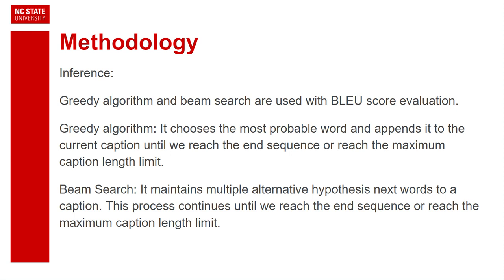We've used greedy algorithm and beam search for inference and used BLEU score for evaluation of these. Greedy algorithm chooses the most probable word and appends it to the current caption until we reach the end sequence or reach the maximum caption limit. Beam search maintains multiple alternative hypotheses for next words to a caption. This process continues until we reach the end sequence or reach the maximum caption limit.